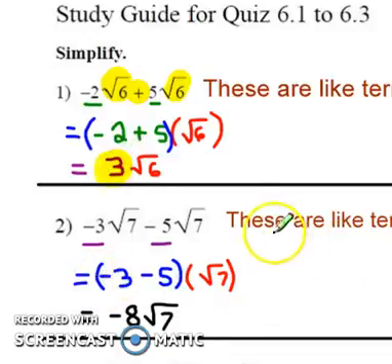In problem number 2, I have like terms. They are both the square root of 7. So all I need to do is negative 3 minus 5. That's how I got negative 8 square root of 7.